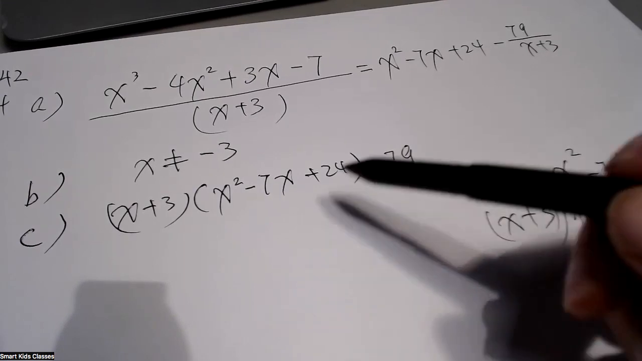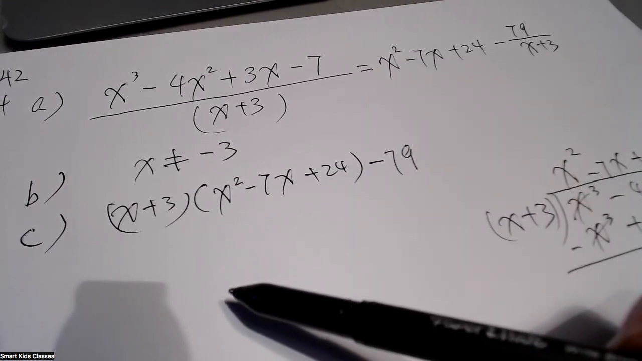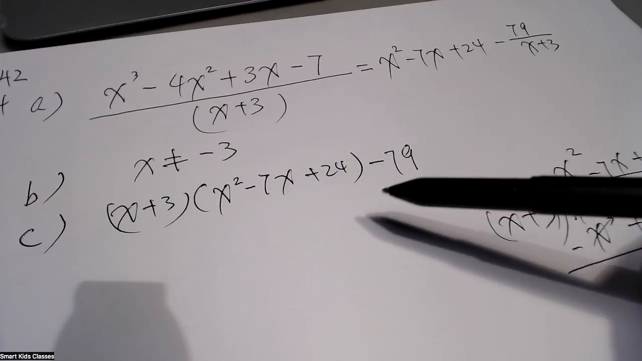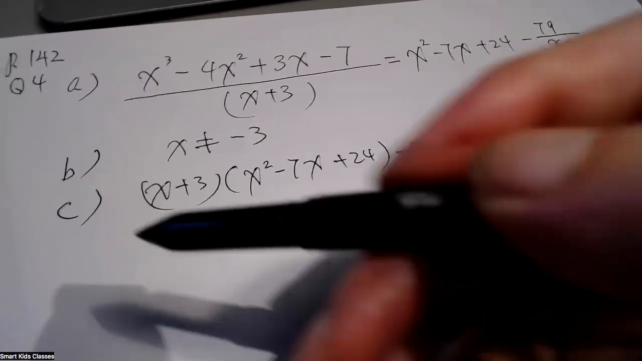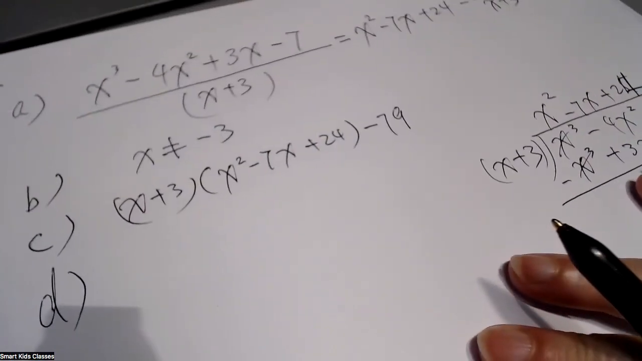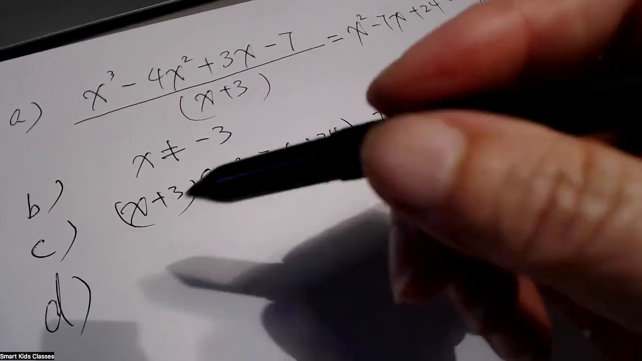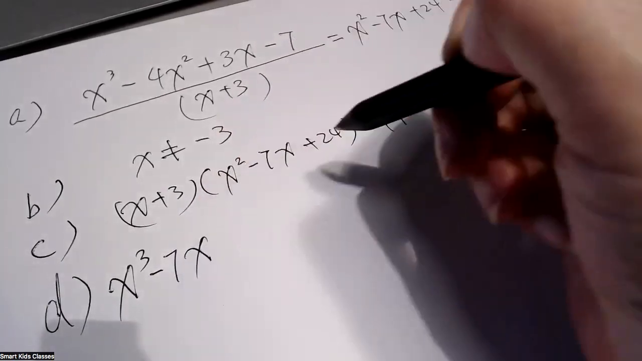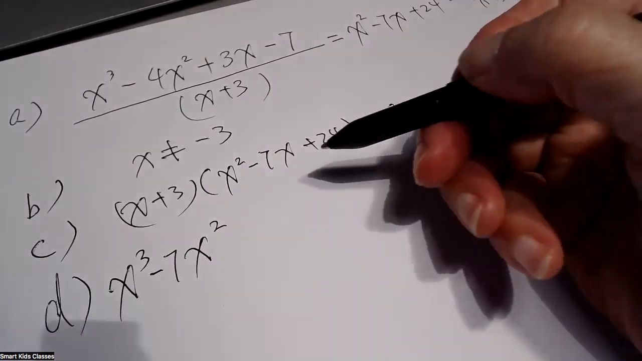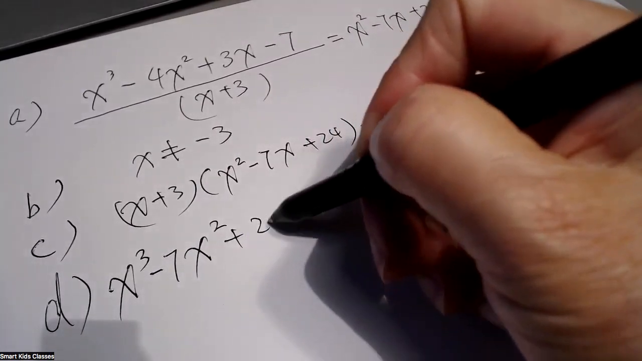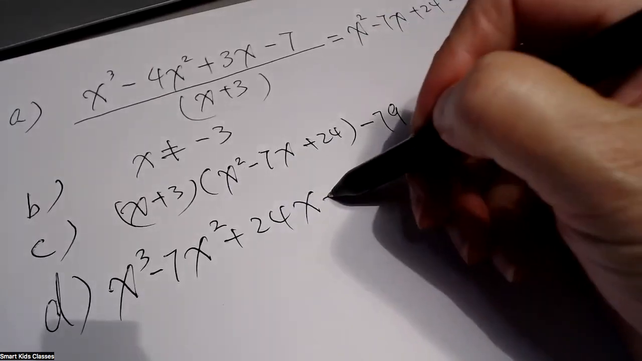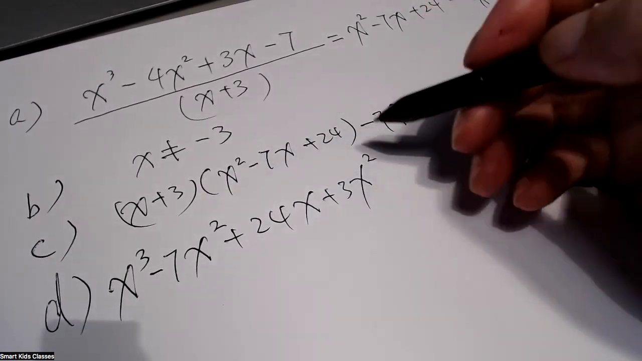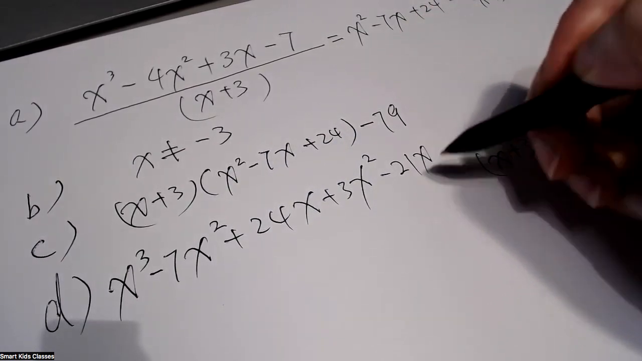So from this answer, you can verify. How are you going to do it? You're going to do distribution and then add the remainder. It will come back into the original function. So let's do that. We're going to multiply x times x. We have x exponent 3 minus 7x exponent 2, and then add 24x. Add 3x exponent 2. And then 3 times 7 is minus 21x.